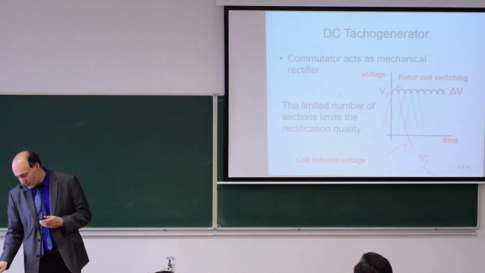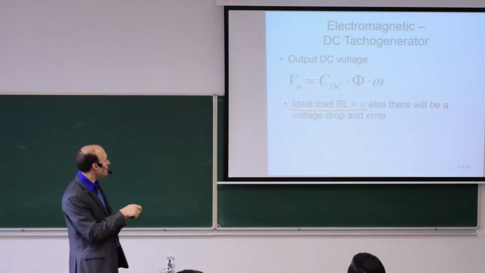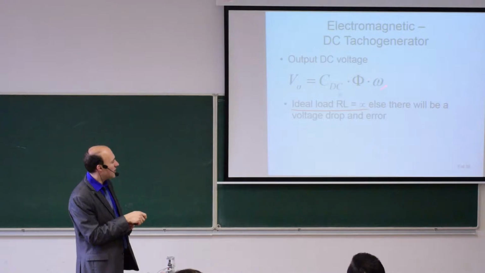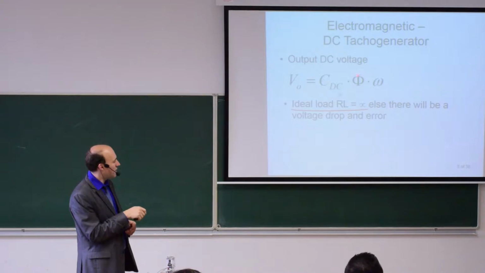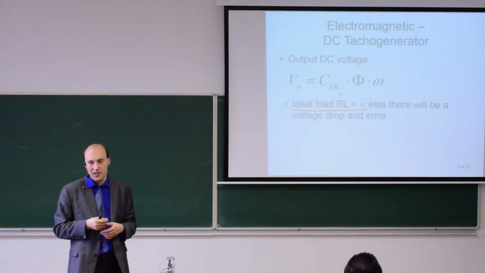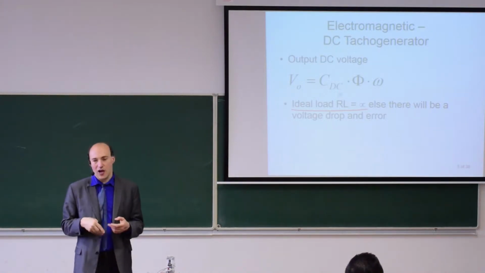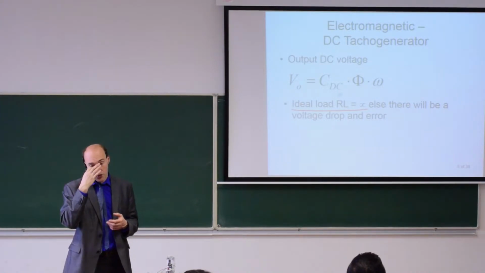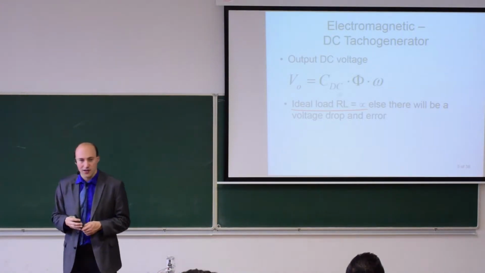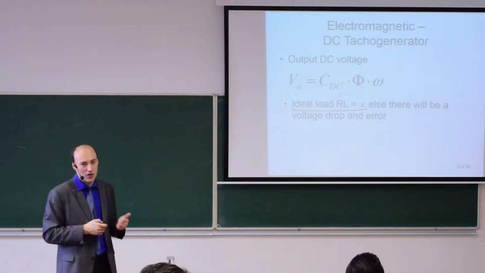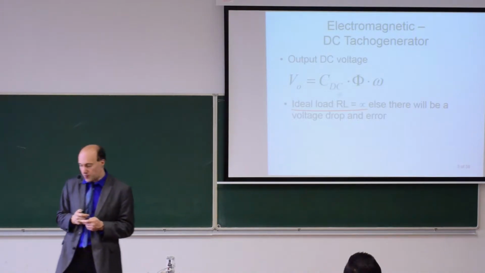Now if we describe this with an equation, we will see that the output voltage depends on the angular speed, that's what we want. It depends on the magnetic flux, but this is constant since this is produced by a permanent magnet. And then this constant CDC describes the construction. So it is a constant as well. So in other words, the voltage is directly proportional to angular speed. So this is a quite good sensor for angular speed.